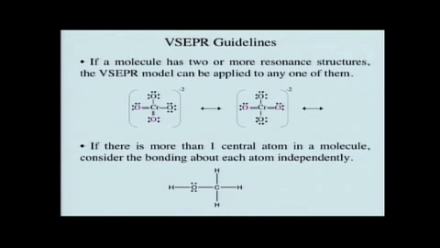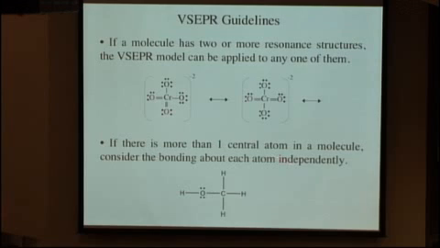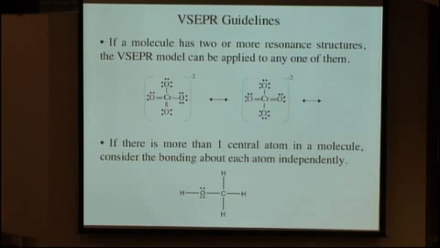And lastly, if we're talking about a molecule that has more than one central atom, which is what we're very, very often doing, you need to deal with each one separately. So for example, with methanol here, we have a carbon, which is a central atom, and we also have an oxygen, which is a central atom. You need to talk about the geometry separately. You don't talk about the geometry of the entire molecule.